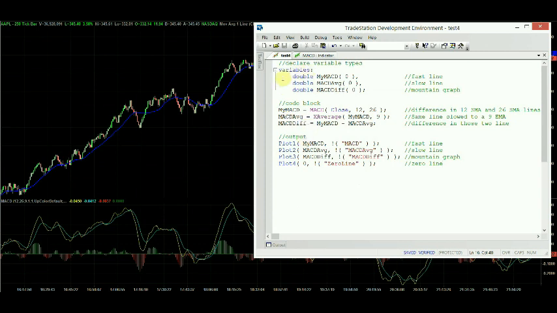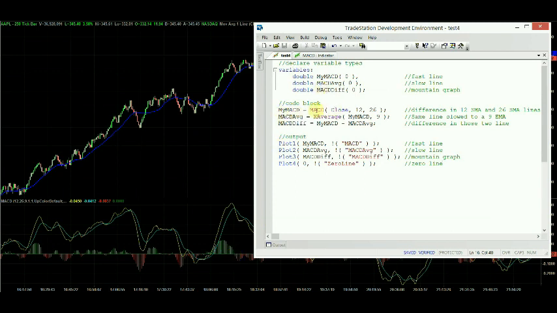You declare your variables. You have three simple variables. My MACD is this fast line. The MACD average is the slower line. The MACD diff is the difference between them, which makes the mountain graph. And those are your three variables. Then you have your three calculations.